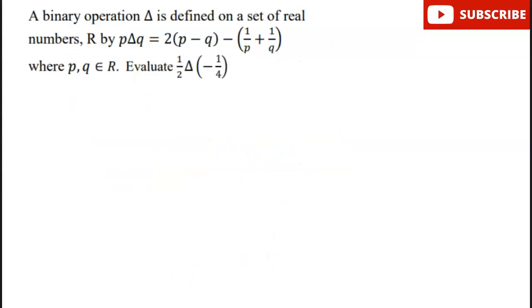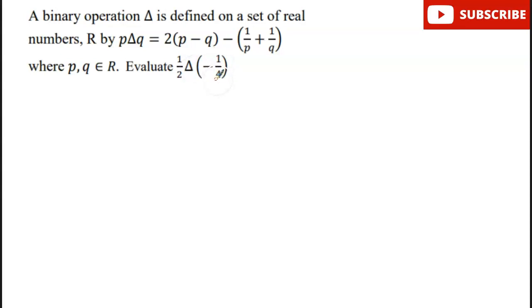Let's take another example. A binary operation delta is defined on the set of real numbers R by P delta Q is equal to 2 times bracket open P minus Q, bracket close, minus 1 over P plus 1 over Q, where P and Q are all real numbers. We are supposed to evaluate one half delta minus 1 over 4.